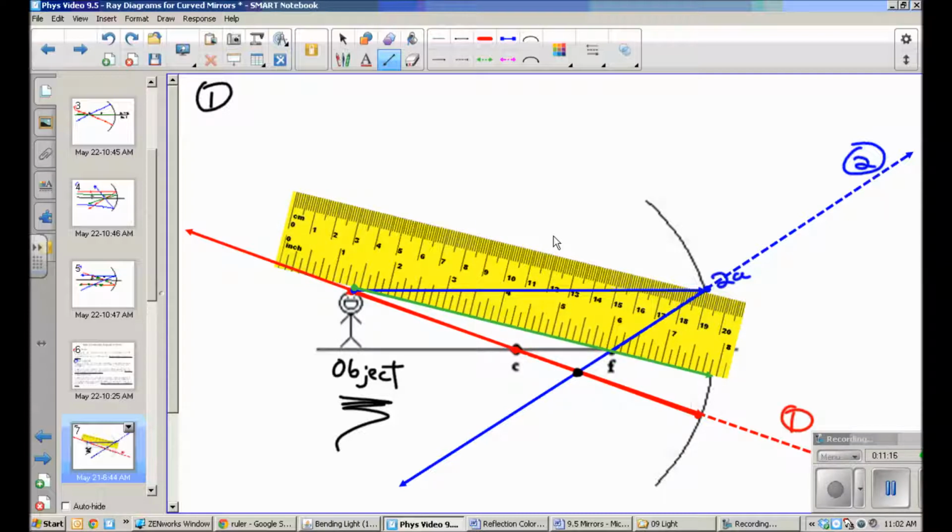You guys should be more careful than I am. This really is difficult to do with the sort of virtual ruler that I've got here. Okay, draw a beam from the top of the object to the mirror. Let's think of the point where this ray hits the mirror as point 3A.